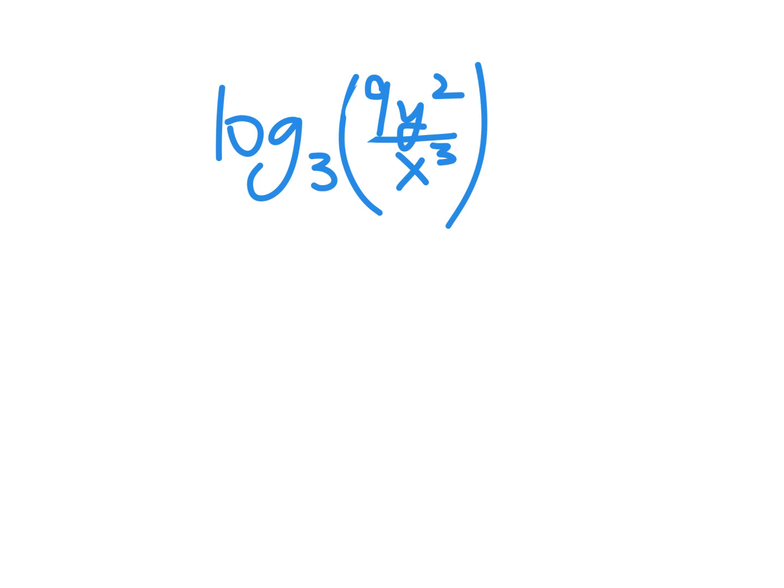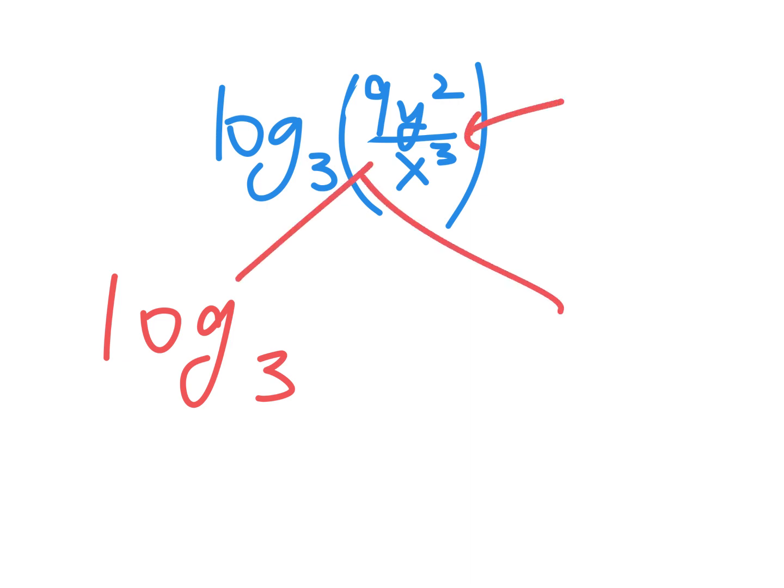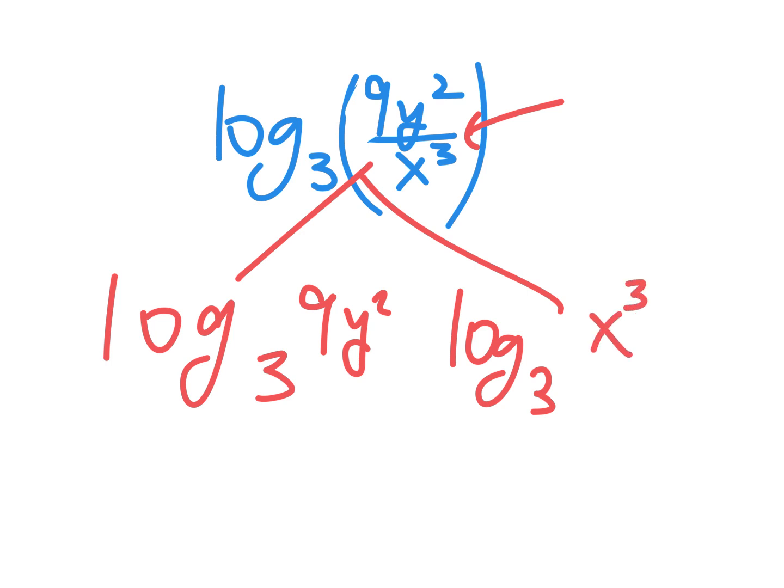So here we go. I hope you broke this into log base 3. And I like to think of this as splitting it into 2 parts because of that fraction right there. That makes it a minus. So I have 2 log base 3s so far. One of them is 9y squared, and the other one is x to the 3rd. And since it's a divide, this is a minus. Do you see how I got that far?